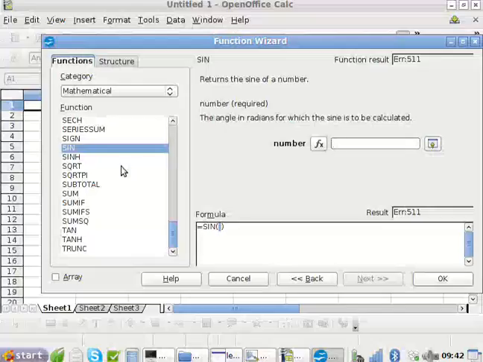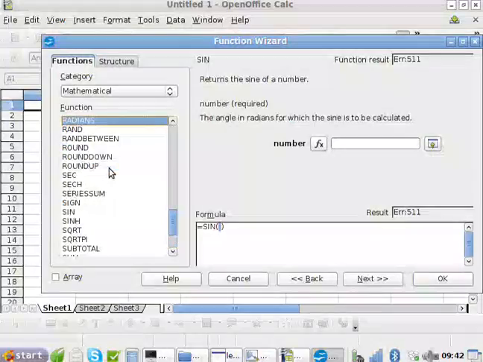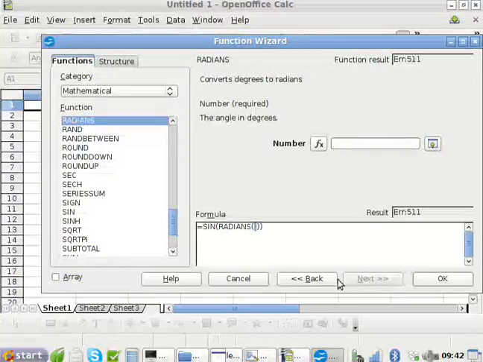No, goodness no. Because this equation has two unknowns in it. We couldn't solve this for theta. So there's a second half.